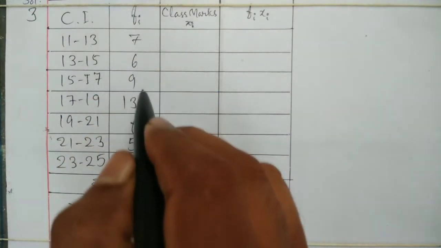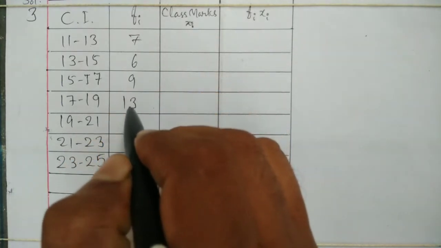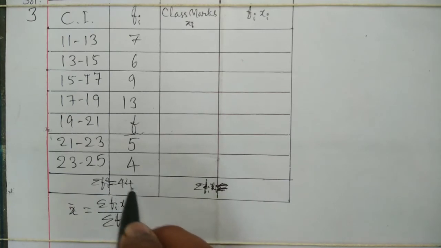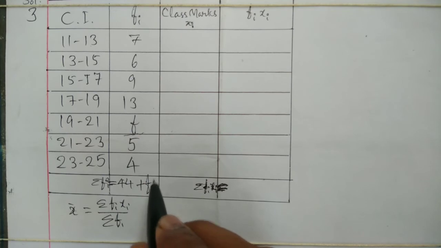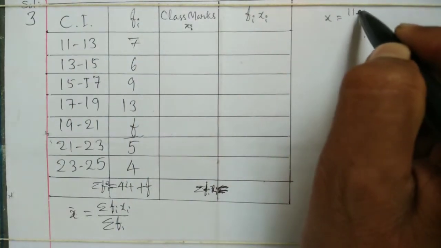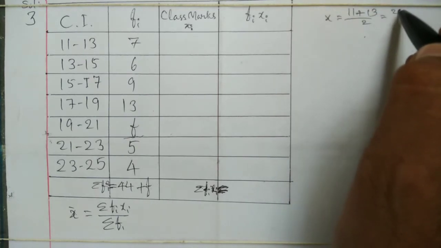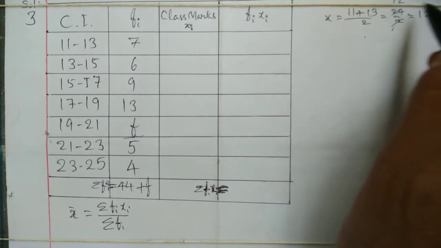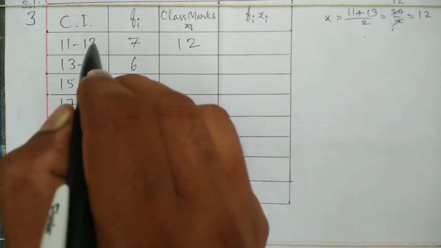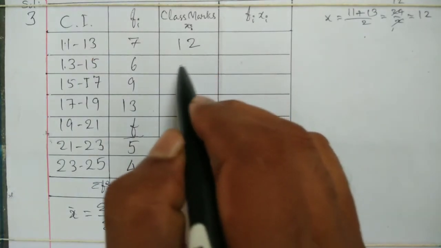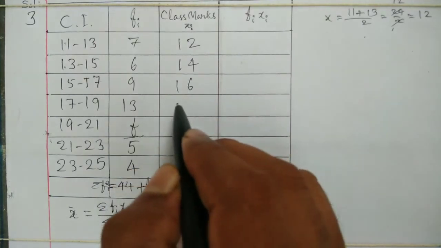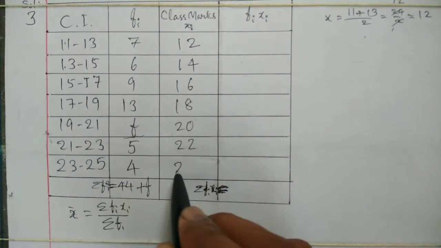Here the summation of fi we can calculate: 7, 13, 22, 35, 40, 44. This we can't add in this, so 44 plus f, we have to write like this. Next the class marks, average of this first class, 11 plus 13 by 2, 24 by 2, 12. So 12 is the class mark. Next onwards, the height of the class is 2. We can check like this, 13 minus 11, 2. We have to add 2 each time: 14, 16, 18, 20, 22, 24.